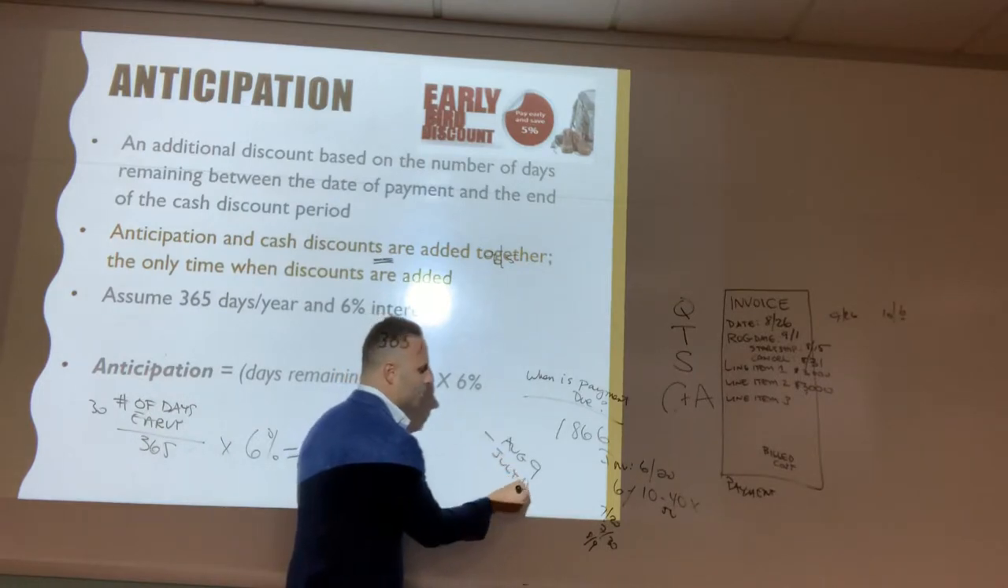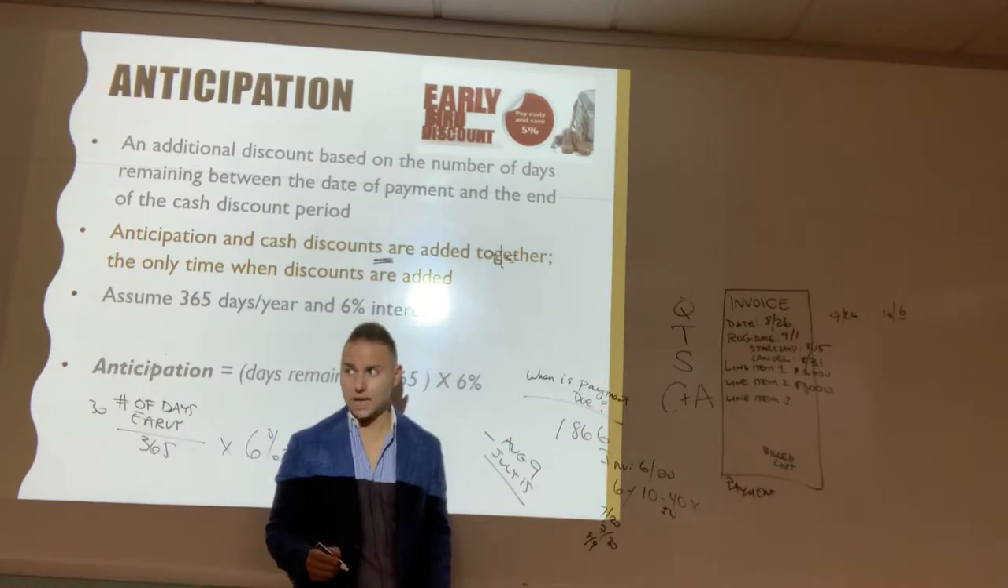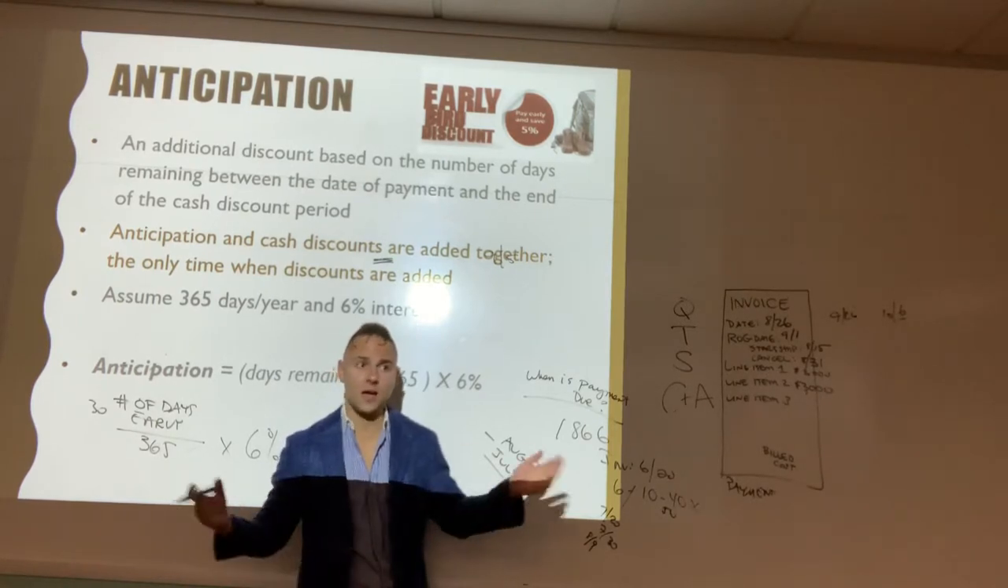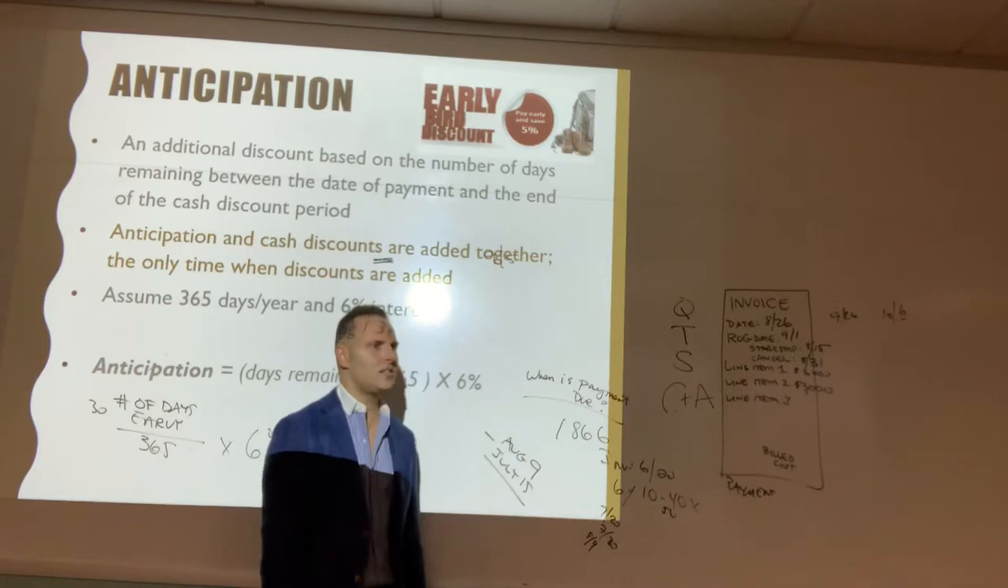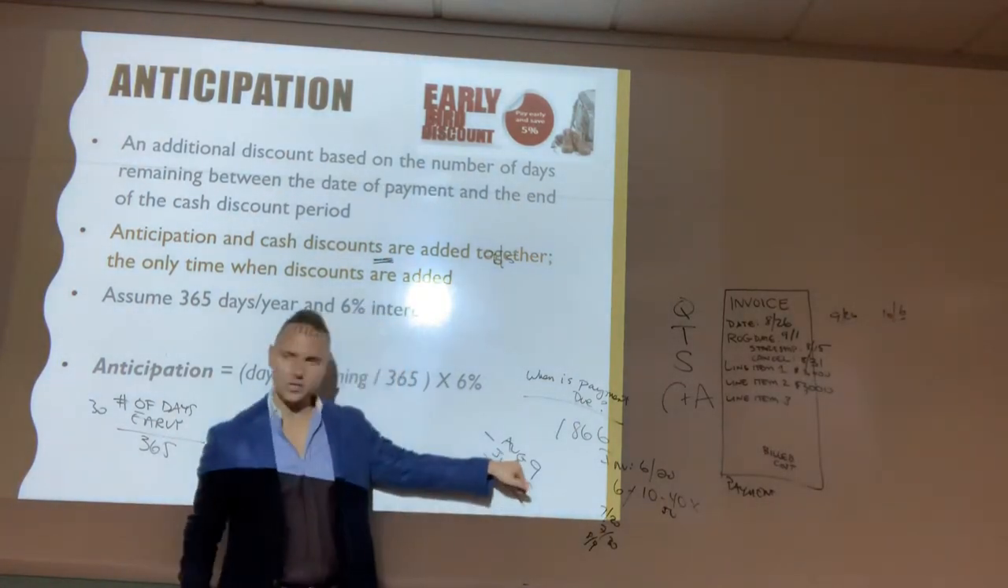July 15th. Are we paying early? Yes. Is anticipation permitted? Yes. So what does that mean? If we pay early, we get a discount. So we need to figure out how much of a discount. Okay. So payment is due August 9th.